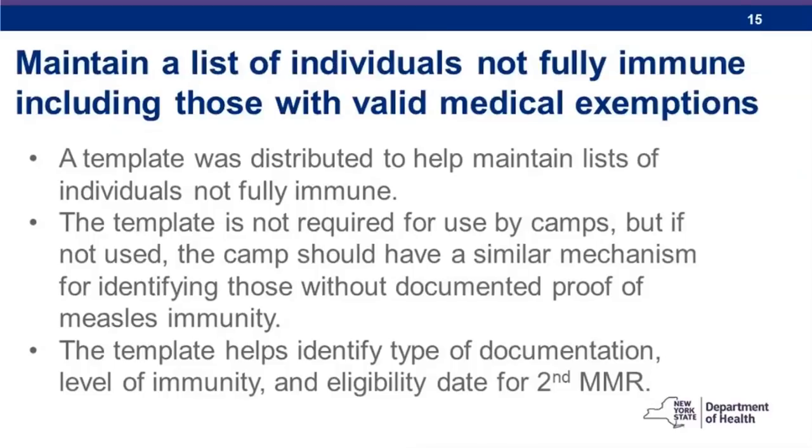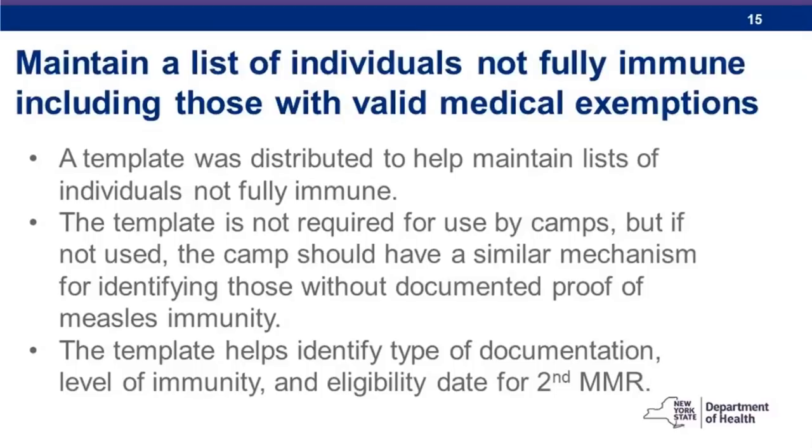The department's recommendations include that camps maintain a list of individuals that are not fully immunized, including those with valid medical exemptions. To assist with this, a template was prepared and distributed for use. The template is not required for use by camps, but if it's not used, we strongly recommend that the camp have a similar mechanism for identifying those without documented proof of measles immunity.